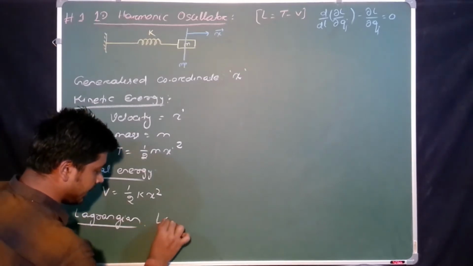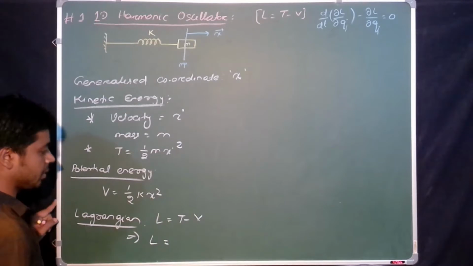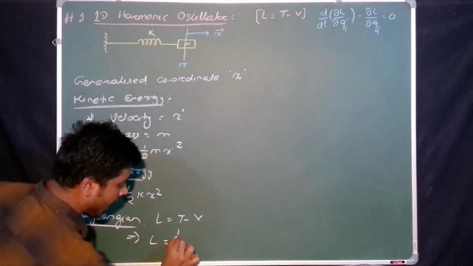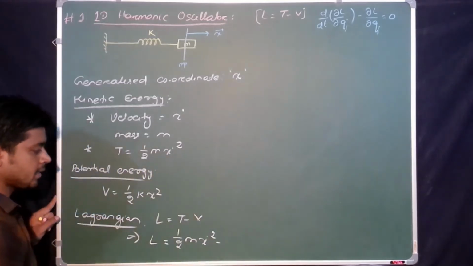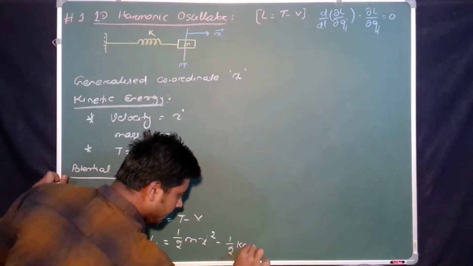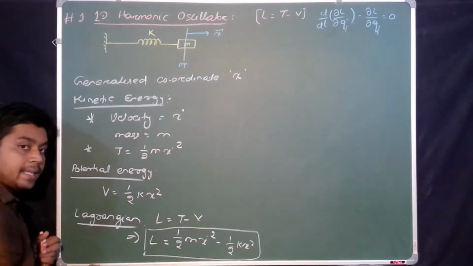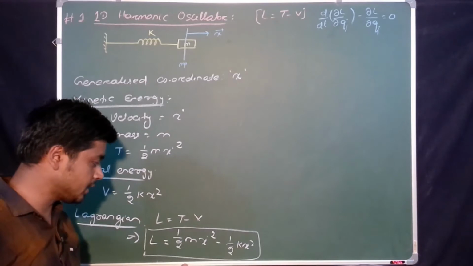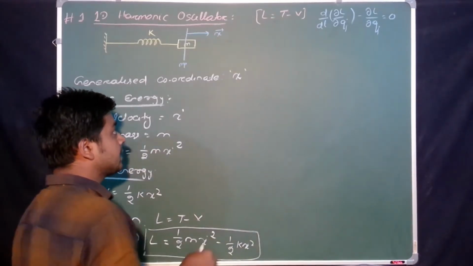We know Lagrangian L equal to T minus V. Here you can write L equal to, in place of T, half m x dot square, minus, in place of V, half k x square. Yes or no? This is our Lagrangian. This is not a Lagrangian equation of motion. Actually, this is our Lagrangian. Then from this Lagrangian, we have to find the Lagrangian equation of motion.